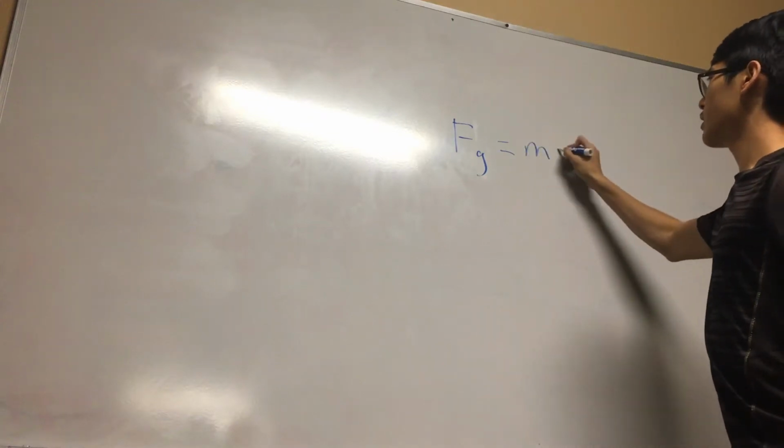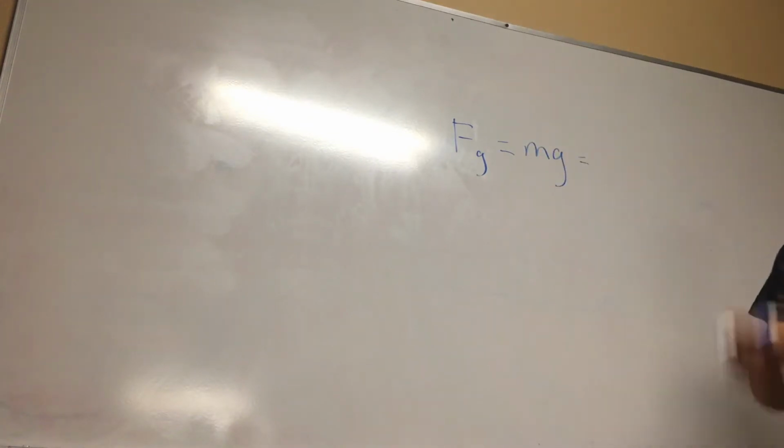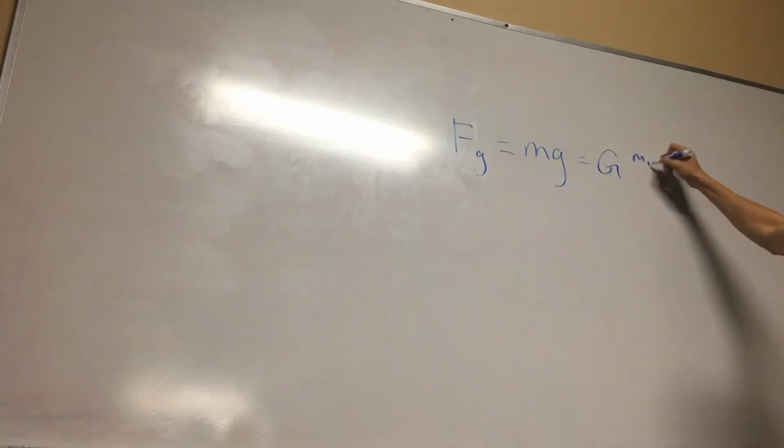Okay, it's equal to mg. What's g also equal to? What if we have two masses in space? Big G times M1 times M2. No, M2 is not there. Big G times big M.